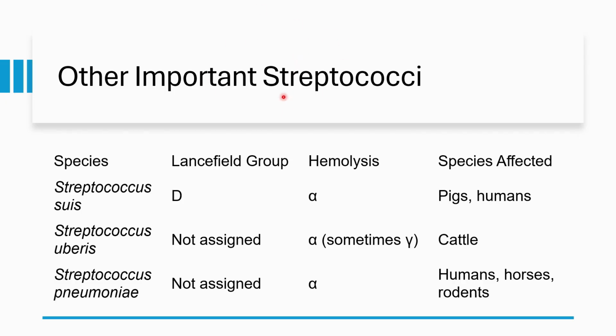Other important Streptococci: the first one is Streptococcus suis. It is an important pathogen of pigs. It produces alpha hemolysis and is in the Lancefield group D, and it can also infect humans.